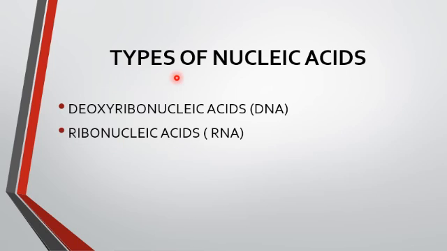Types of nucleic acid. We have two types of nucleic acid. One is deoxyribonucleic acid, that is DNA. Another is ribonucleic acid, that's your RNA.